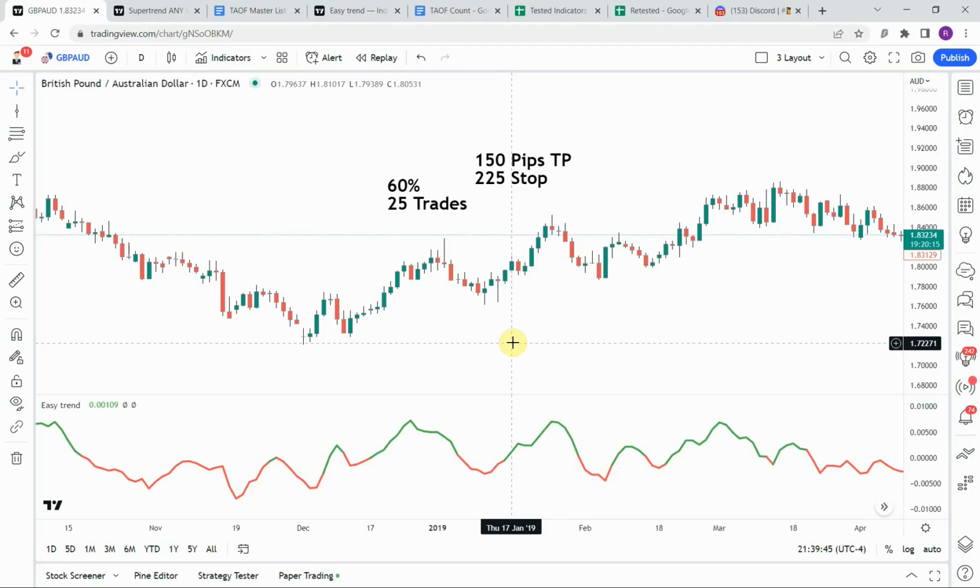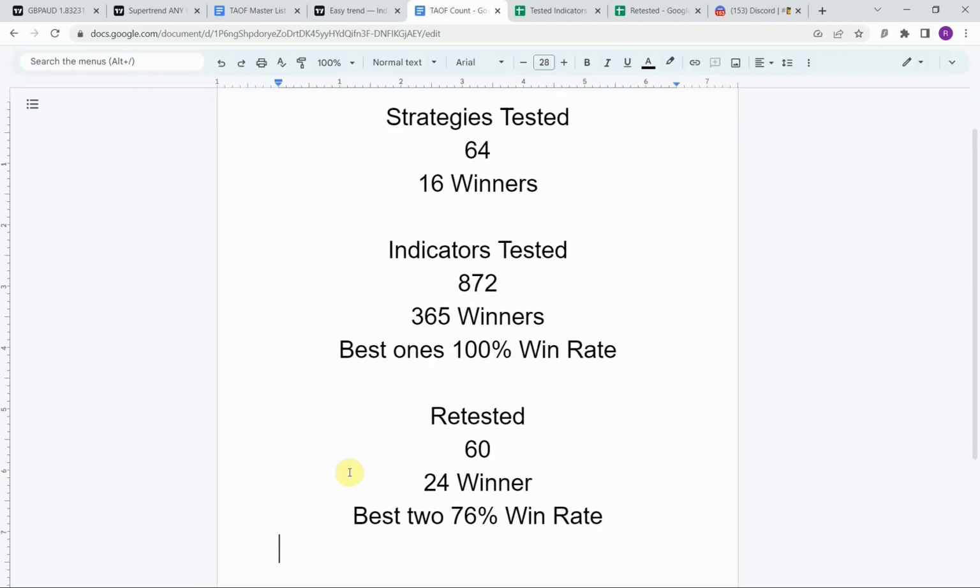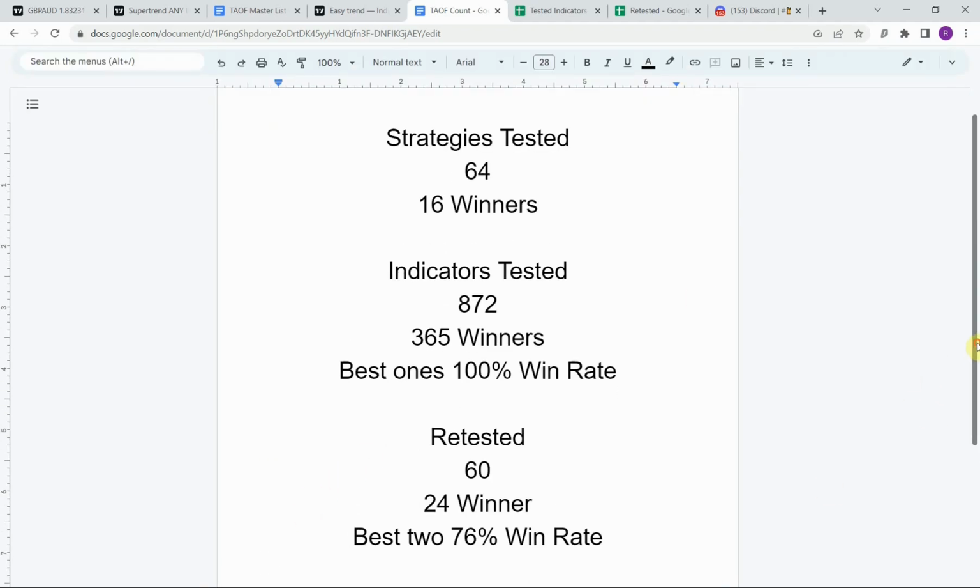Alright, as I said, today we will be looking at an advanced testing of the Easy Trend Indicator. Before we do though, I wanted to put the testing scoreboard up for everyone to see. So to date, we have tested a total of 64 different strategies, with 16 of them being profitable. We've also tested a total of 872 indicators, with 365 of them being winners. The best ones so far were able to achieve a 100% win rate. Now you need to go back and watch those videos to understand the context of how they were able to achieve that. So go back and watch those videos and see what you can get out of those winning indicators.